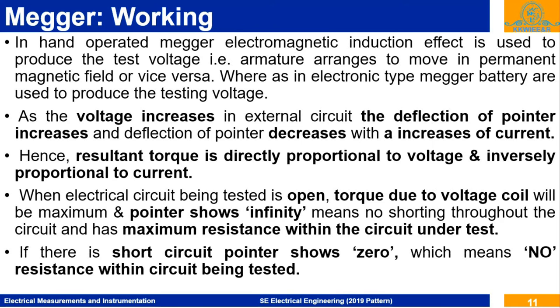So in a hand-operated Megger, the electromagnetic induction effect is used to produce the test voltage, that is, the armature is arranged to move in the permanent magnetic field or vice versa.